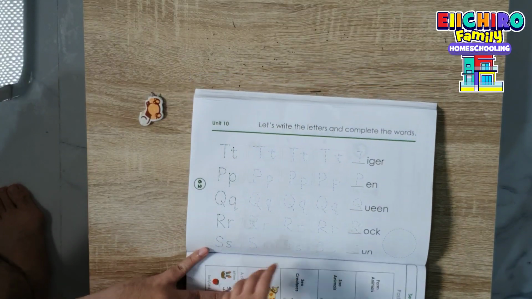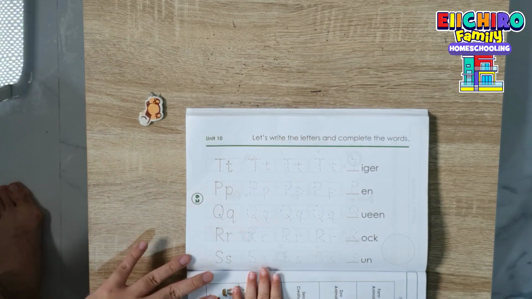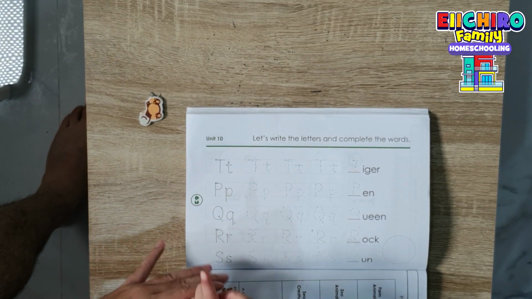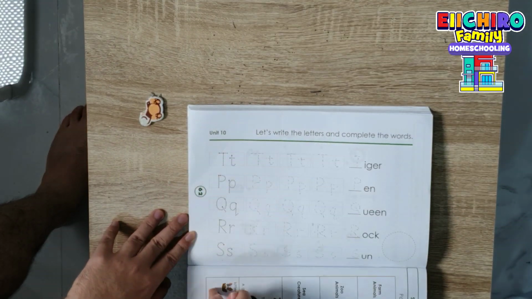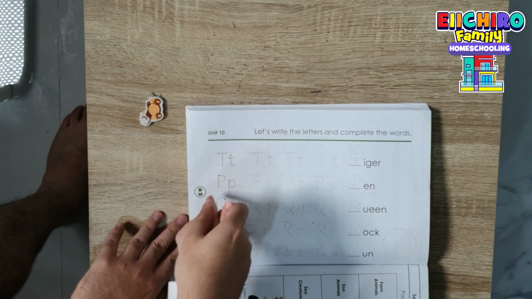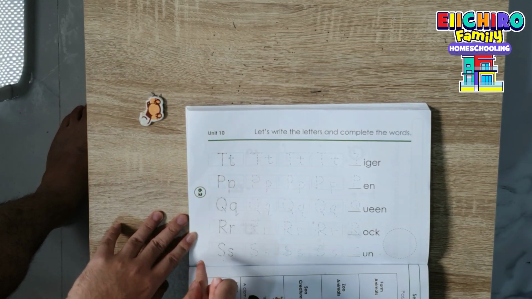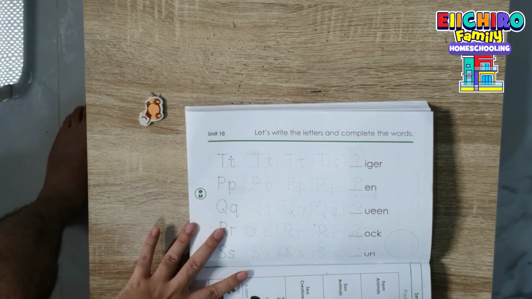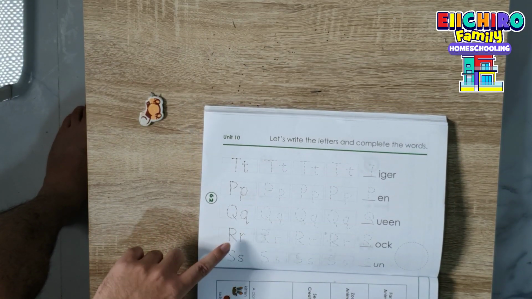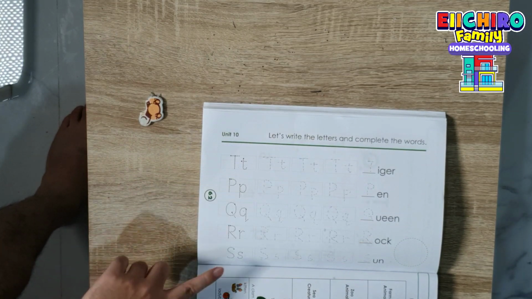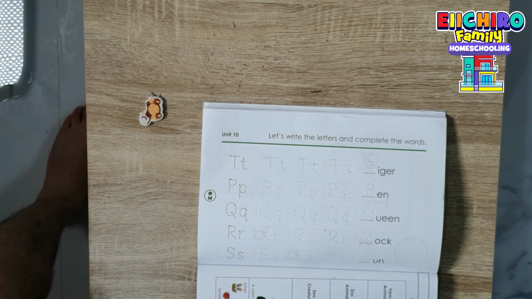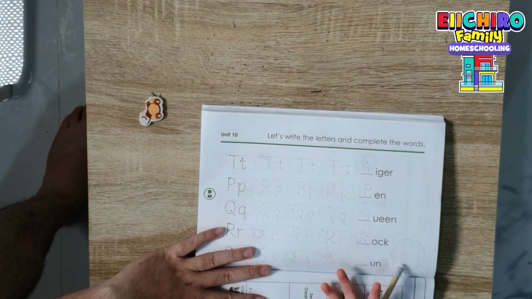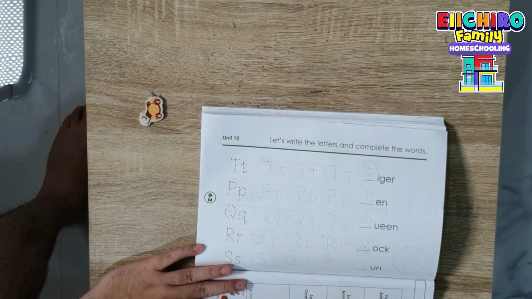T, P, Q, R, S. S, R, Q, P, T. Right. Go. Come on. Right, letter T.